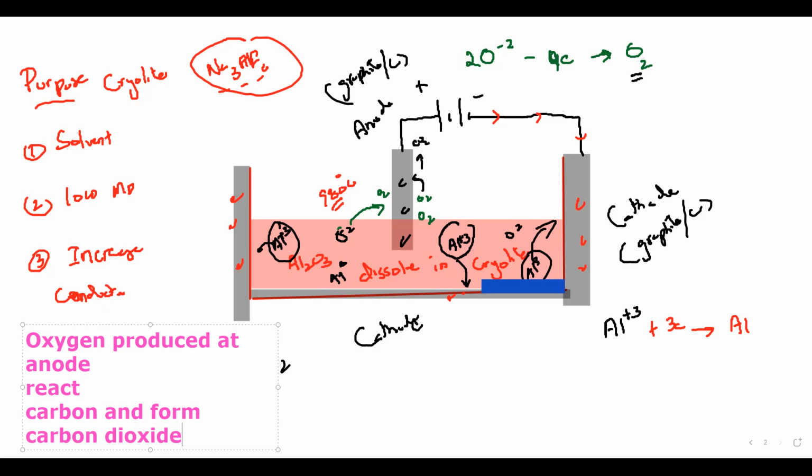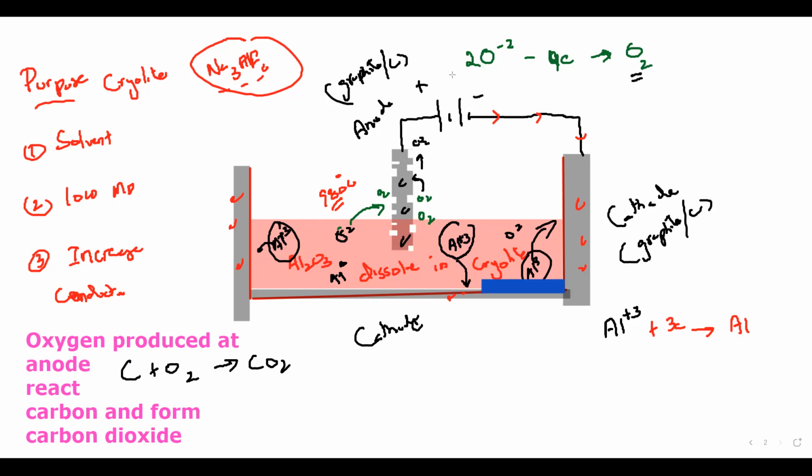So as the carbon is reacting, its amount is decreasing. What will happen as a result? The size of the anode starts to decrease. Why is the size of the anode decreasing? Because the anode contains carbon and that carbon starts to react with oxygen. As a result, its size starts to decrease. So we have to continuously replace the anode in this electrolysis of aluminium.